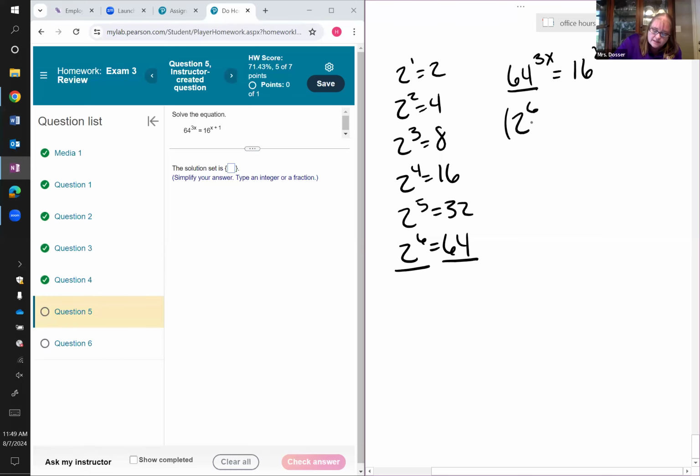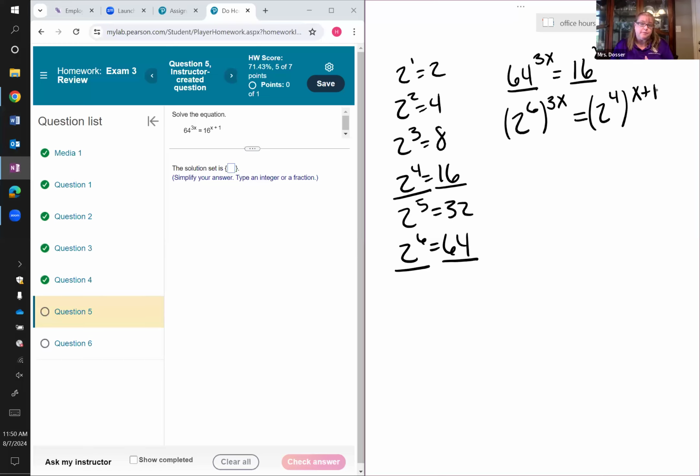So I still have that raised to the 3x. And then same thing on the other side. That 16 we know is the same as 2 to the fourth. So I can replace 16 with 2 to the fourth because it's the same thing. And then that is still raised to the x plus 1. So I haven't changed anything. My original equation is still the same. I just rewrote 16 and 64 as powers of 2.